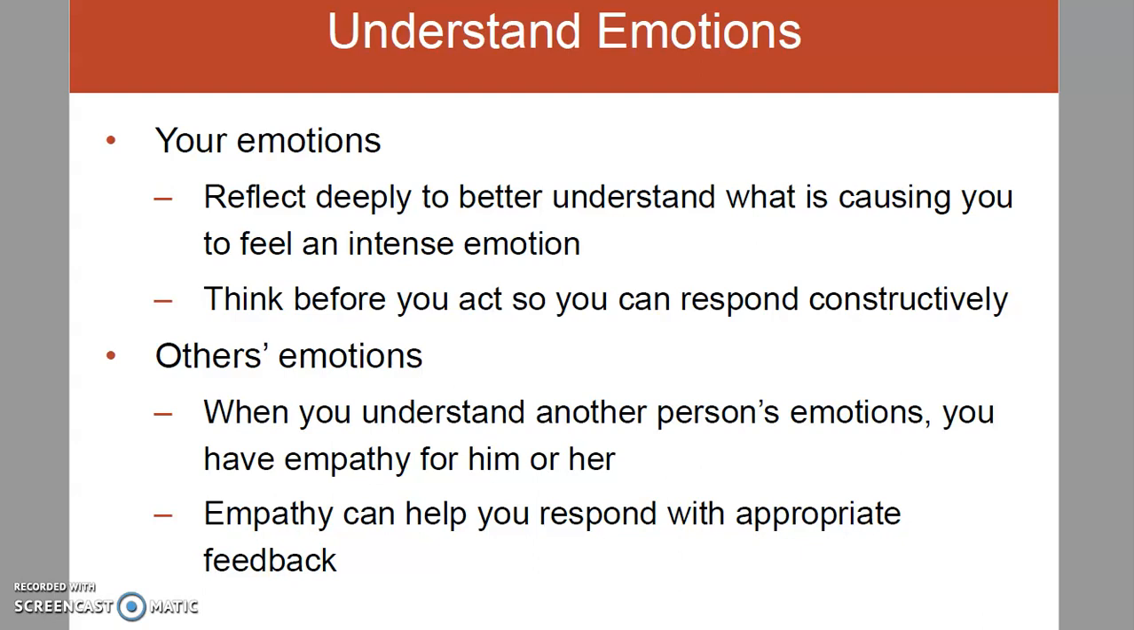Within ourselves, we need to reflect to understand what's causing the emotion, so that we can think before we act. So for ourselves, understanding emotions means we reflect to understand what's causing the emotion so that we can think before we act. For others' emotions, we can never truly understand the other person. We cannot, but we can have empathy for the other person. And empathy means trying to figure out what is happening with that other person and where those emotions are coming from. Often people say empathy is trying to walk in someone else's shoes. So we can never truly understand, but we can have empathy, which means trying to put ourselves in that person's place.